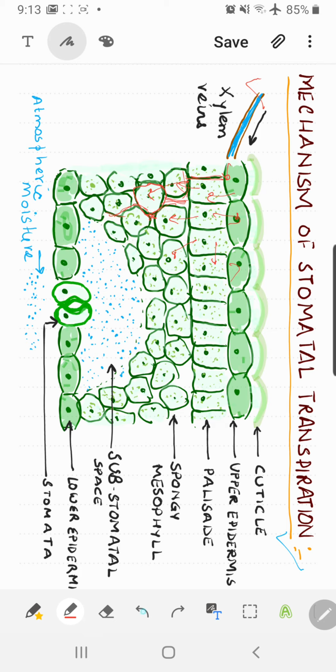Again, I have to erase all this, otherwise you'll get confused. Let me use a different color. So since all the cells are turgid now, they are having much water, right? Some water is moving along the cell walls, this is through imbibition. So both the processes are working as of now, imbibition and osmosis, endosmosis rather.